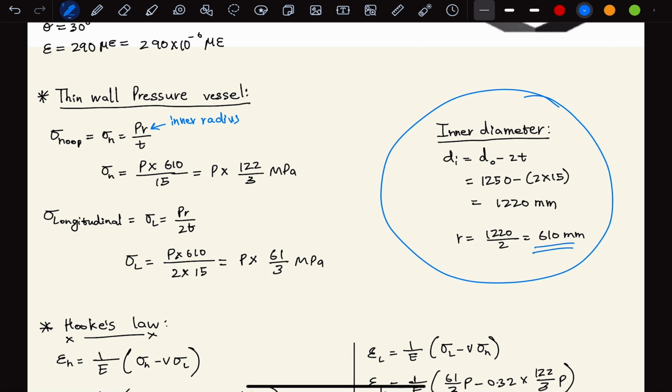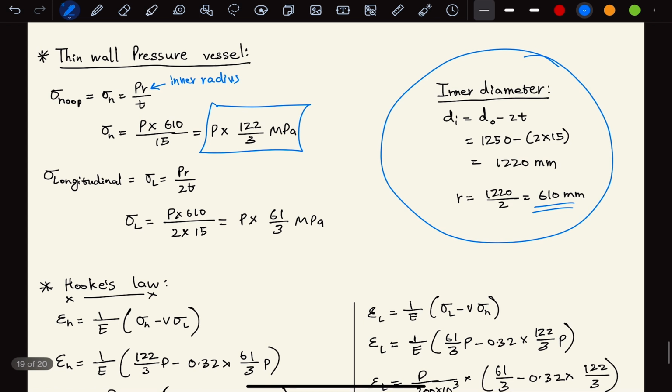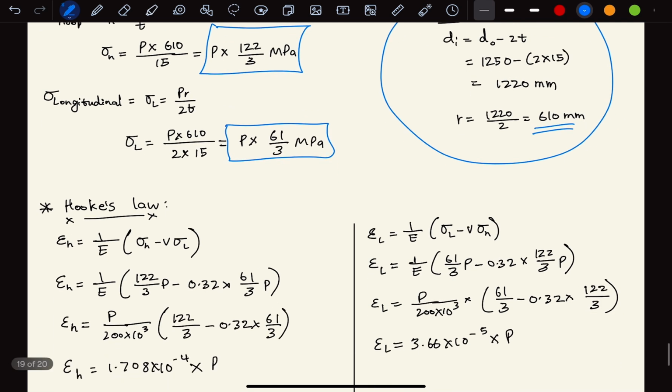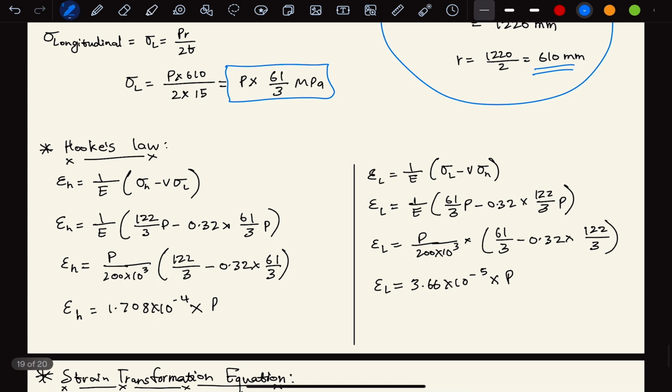So here we will be using that radius in this equation, and that will give us the hoop stress equation as P times 122 by 3 megapascal, and we will be using these values again in the longitudinal stress, and we will be getting this equation. And now using Hooke's law, we will determine the strains for the hoop stress and the longitudinal stress.